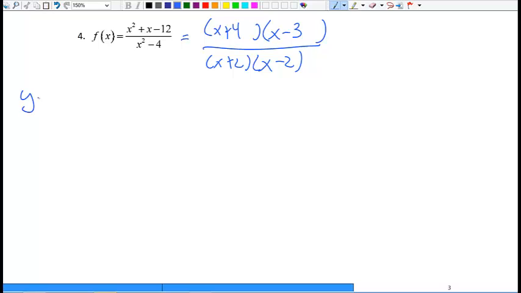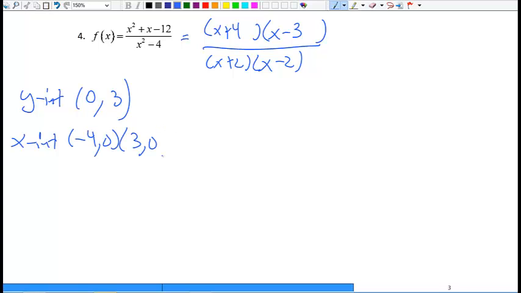Let's see, so y-intercept, if I plug a 0 in, hopefully at this point you're like, oh, okay, that's going to give me negative 12 up top, negative 4 in the denominator. So that'd be 0, comma 12 over 4, which is 3. The x-intercept, if I go to the factored form and I set each of those things equal to 0, I should get negative 4, 0, and 3, 0 out of it.